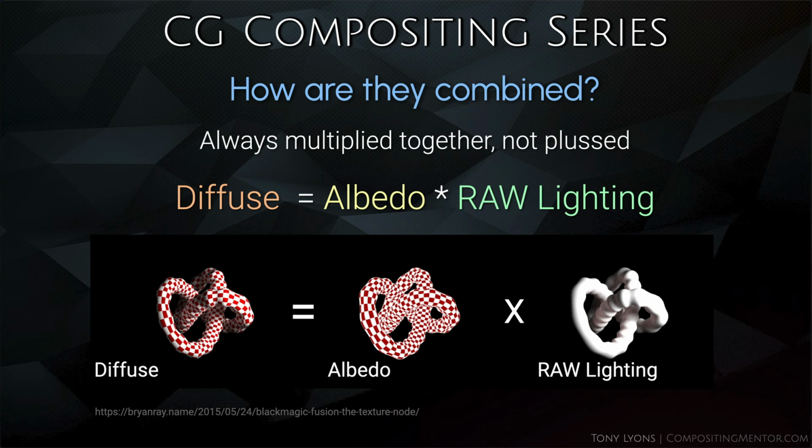So now that we've seen what raw lighting is and what the albedo pass or the texture pass is, how are they combined? The albedo and the raw lighting are always multiplied together, not plussed. And when you multiply the albedo with the raw lighting, you get the diffuse pass. So diffuse is equal to albedo times raw lighting. And we can see this beautiful graphic here. So this is the diffuse pass, and it's made up of the texture, the albedo, and it's multiplied with this raw lighting. And then if you multiply those together, you get back to the diffuse.